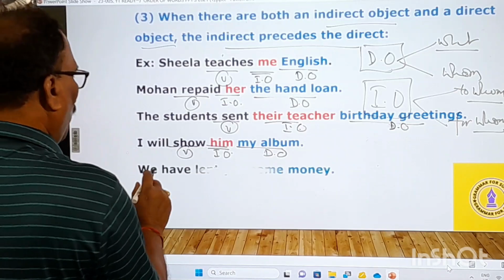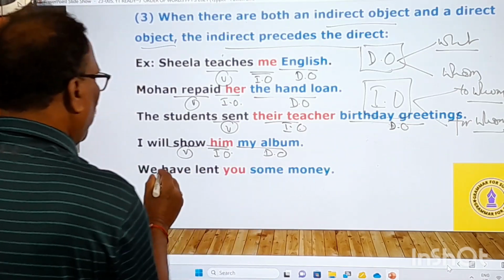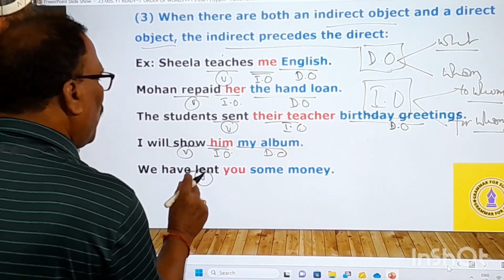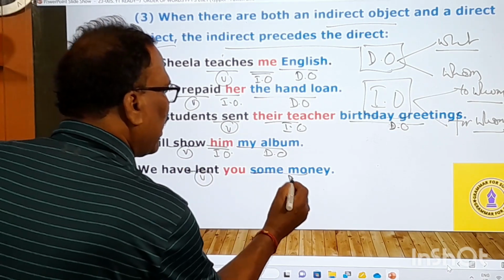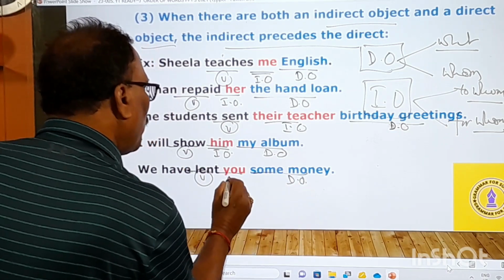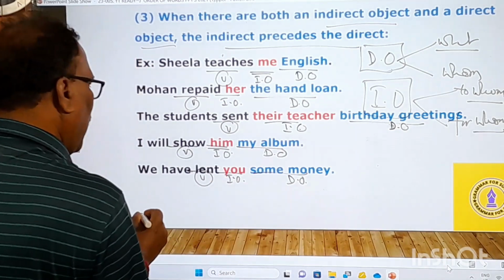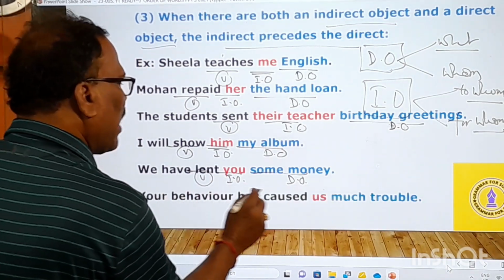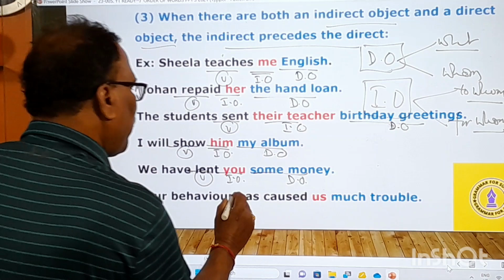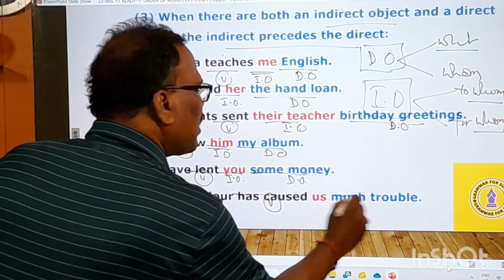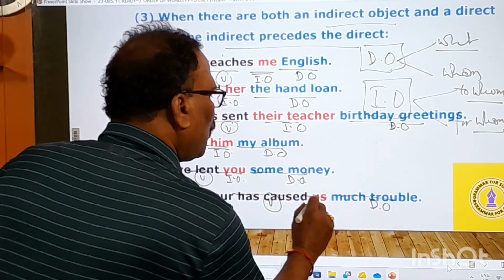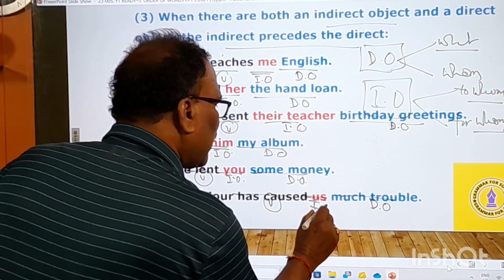And then one more thing, we have lent you some money. So we have lent, this lent is a verb. We have lent what? Some money, direct object. To whom? To you, indirect object. Okay, and last example, your behavior has caused us much trouble. Your behavior has caused, verb. What? Much trouble, direct object. To whom? To us. This is the indirect object.